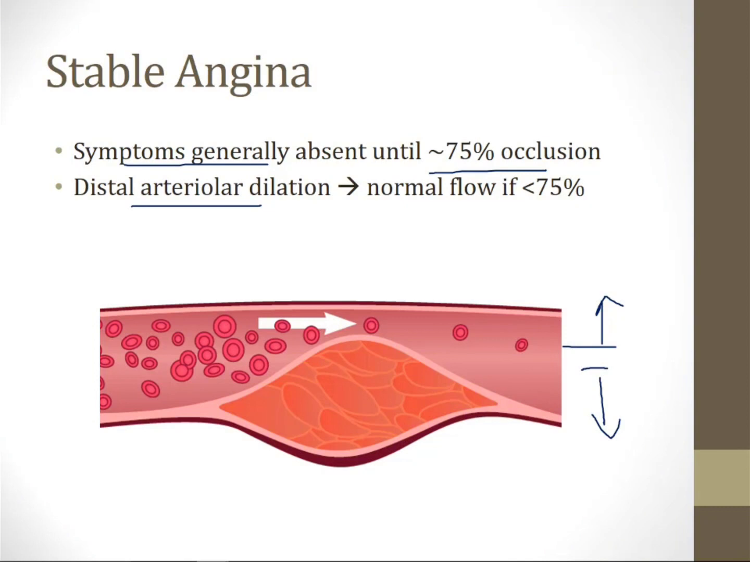However, once the occlusion of the major coronary vessel becomes about 75%, like shown in this drawing here, at that point the arterioles are maximally dilated, they can't dilate anymore, and at that point flow begins to be compromised, especially with exertion when the oxygen demand rises.